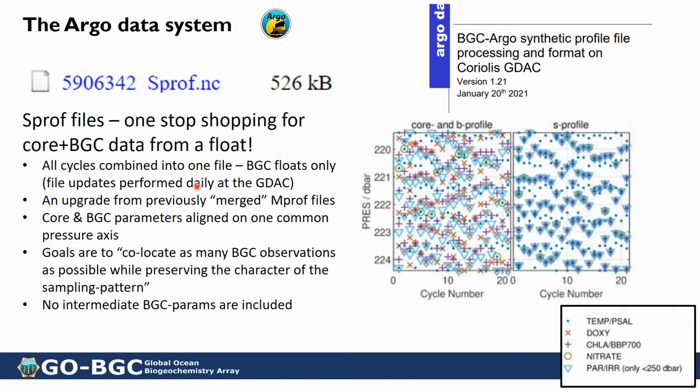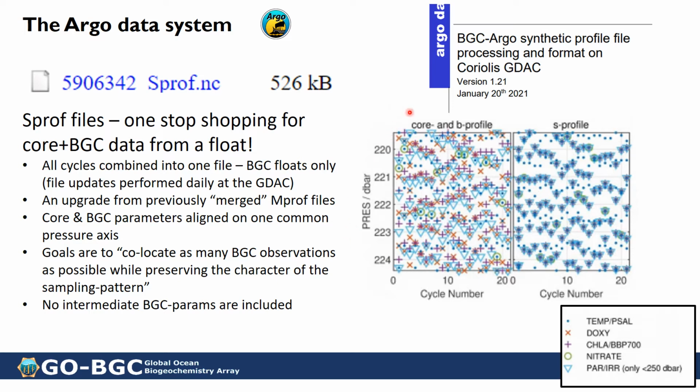So with the SProfile files, the core and BGC parameters are aligned on one common pressure axis. So the goals are to co-locate as many BGC observations as possible while preserving the character of the sampling pattern. And it's important to note that no intermediate BGC parameters are included, only the main BGC parameters.